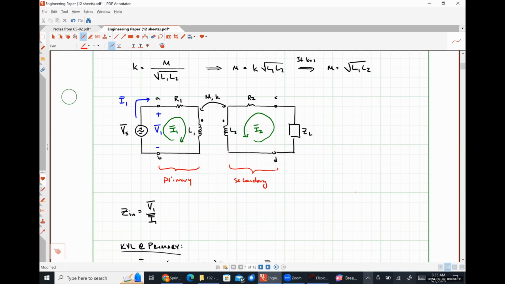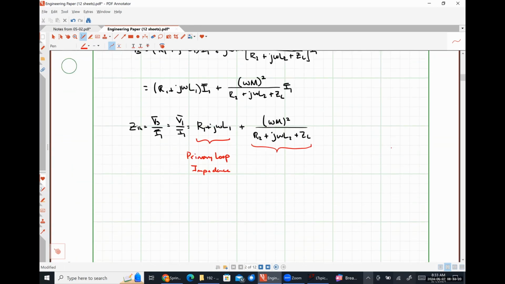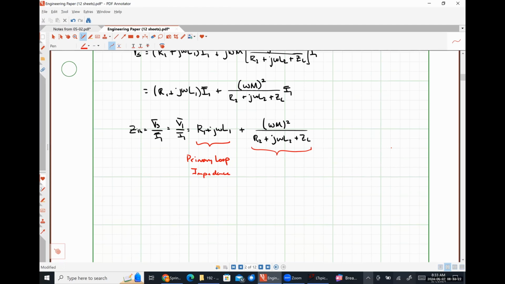That is the secondary impedance. And then that factor of omega M squared is us reflecting that impedance from the secondary to the primary. We'll go into that in greater detail once we learn about ideal transformers and all of that kind of stuff. So we're going to call this bit right here the reflected secondary loop impedance.